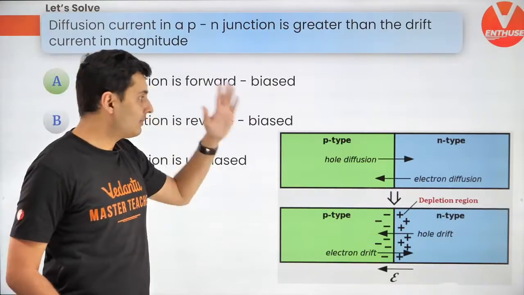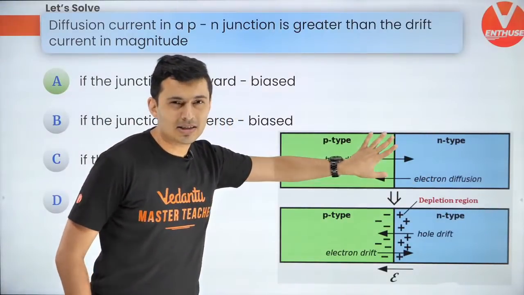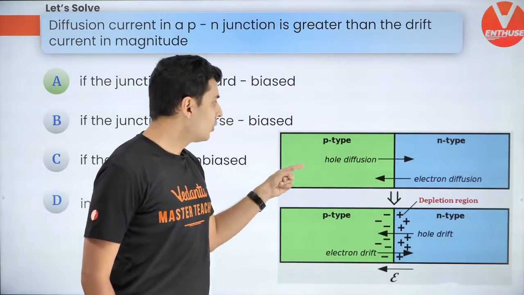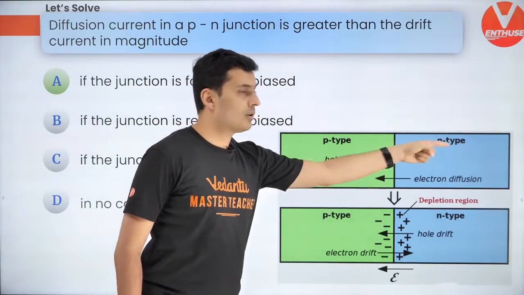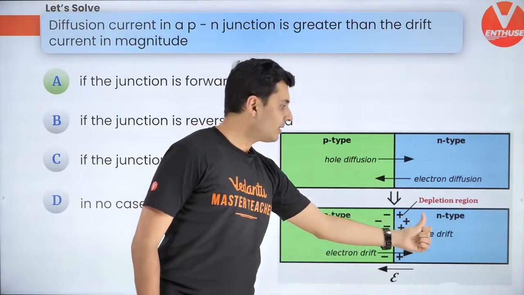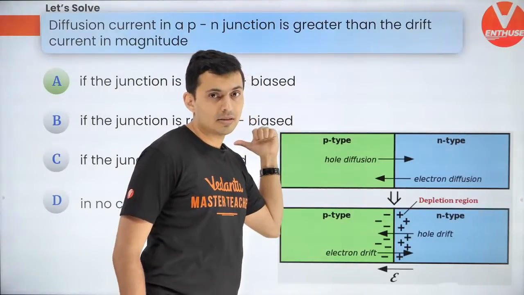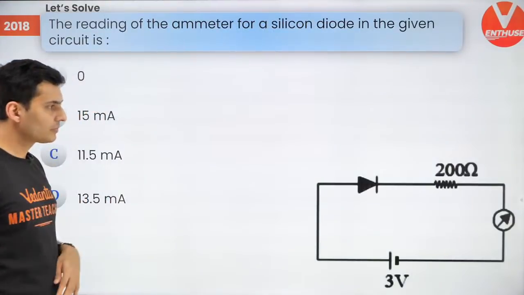So Sujal, that's what I'm saying. Remember this diagram. I just gave it some time back. Hole diffusion, how does it happen? Holes go from P to N, right? So diffusion is also happening this side. Drift will happen this side. Forward bias is this way. Reverse bias is this way. So if you remember that, that's it.